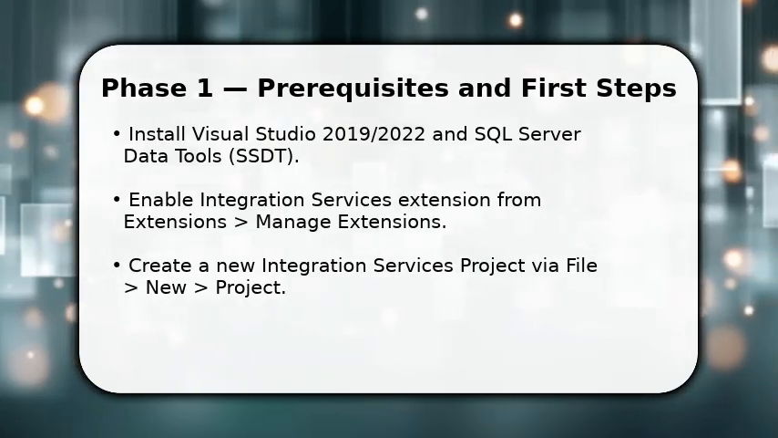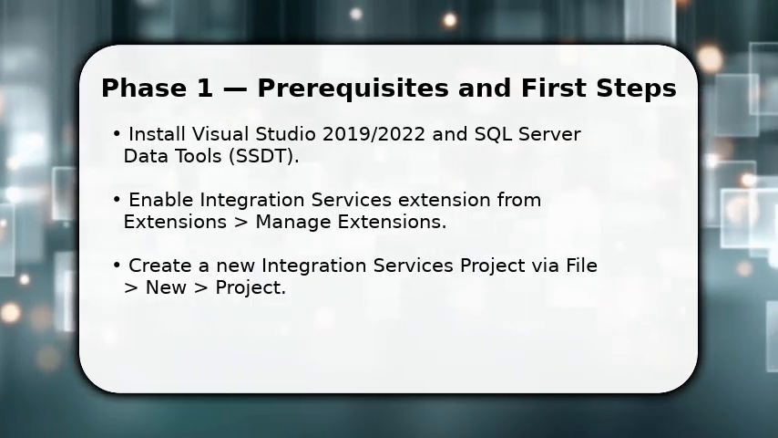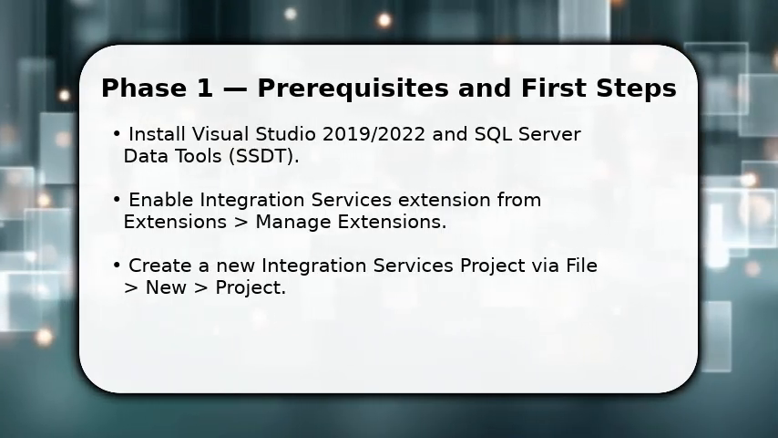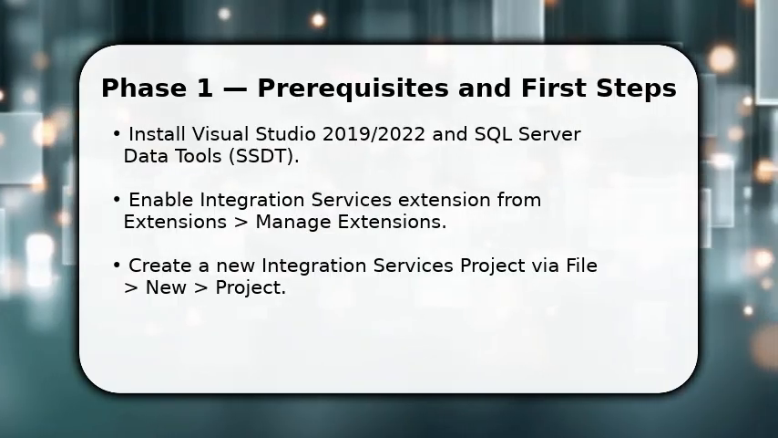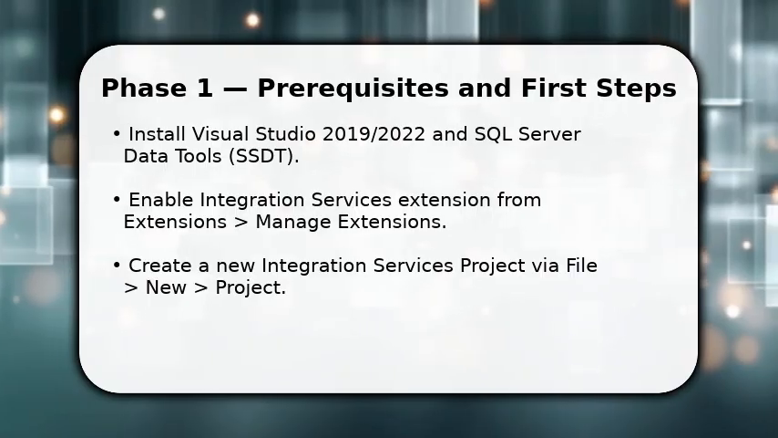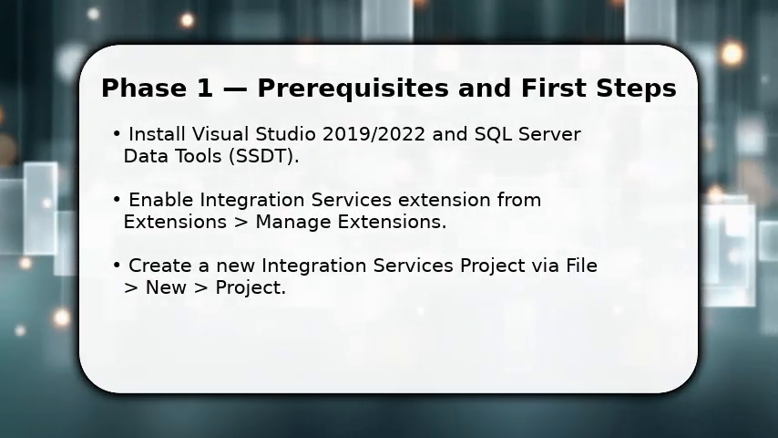Install Visual Studio with SSDT and the Integration Services extension so you have the project templates and runtime components. Once done, open Visual Studio and use File, New Project, choose Integration Services Project, name it, and select a solution location. You do this first so package scaffolding and SSIS-specific designers are available.